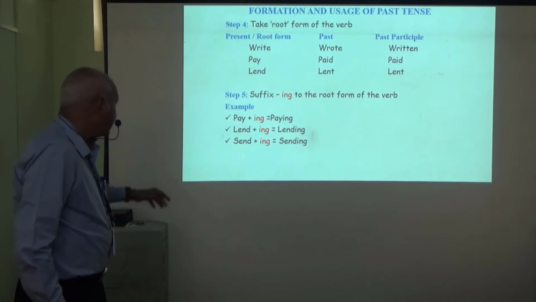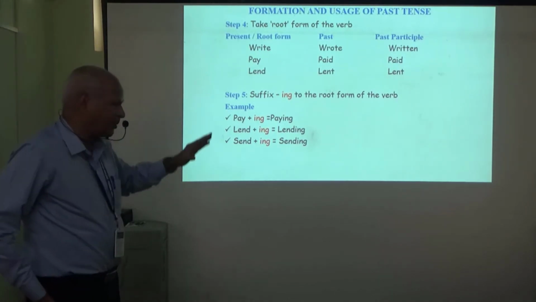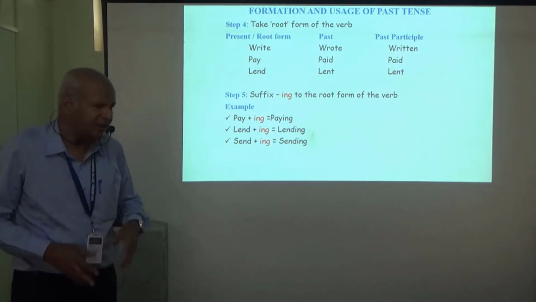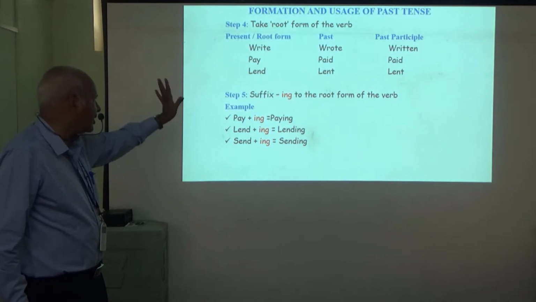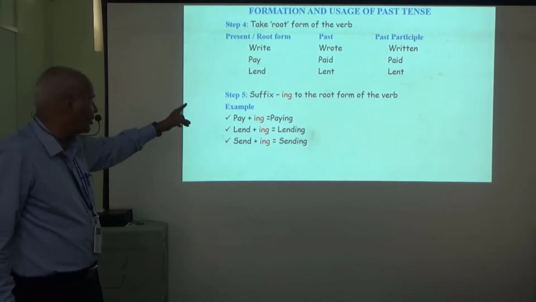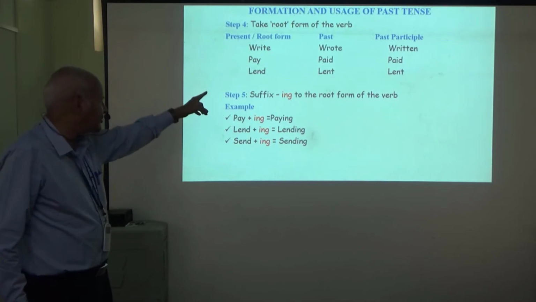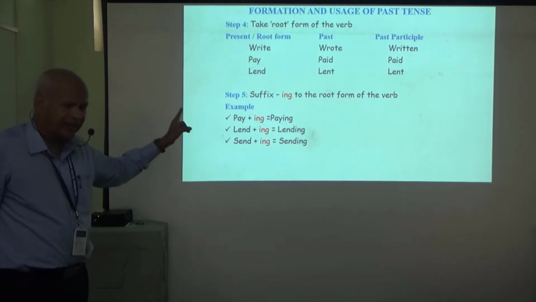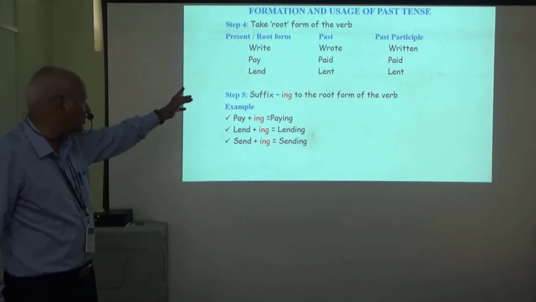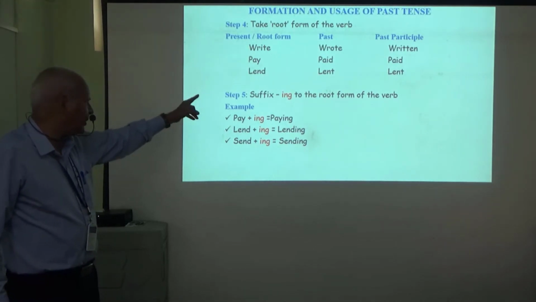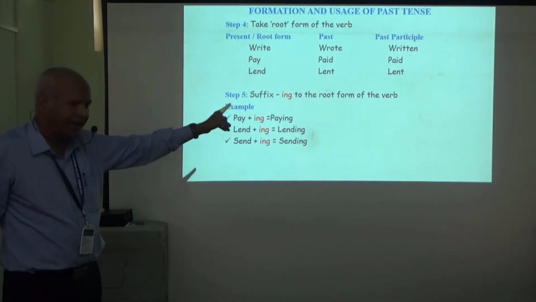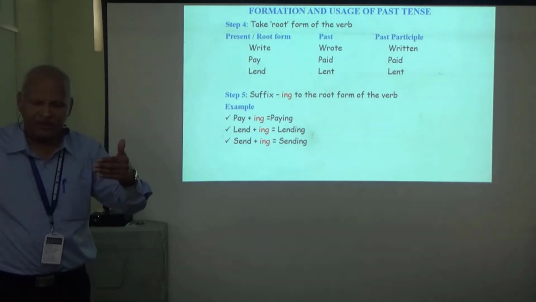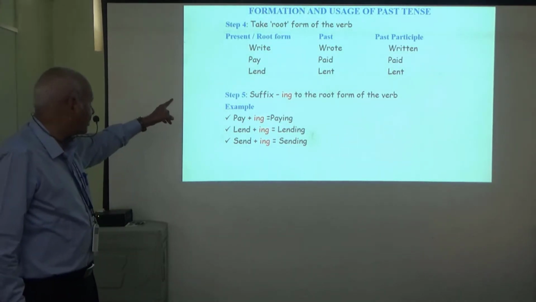Thereafter, fourth step, take the root form of the word. While forming the past perfect continuous tense, fourth step, we have to take the root form of the verbs. So root forms, as we know, are present forms. Root forms are write, pay, lend. But these are changed into write, wrote, written, pay, paid, lend, lent. Here all these three we can also call strong verbs. So now we have to take the root form.